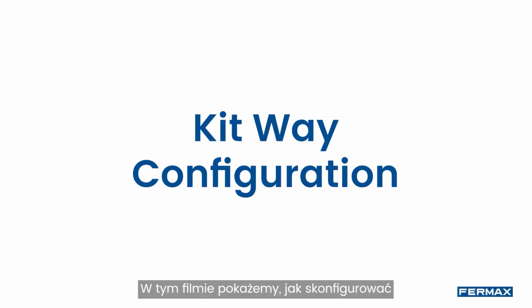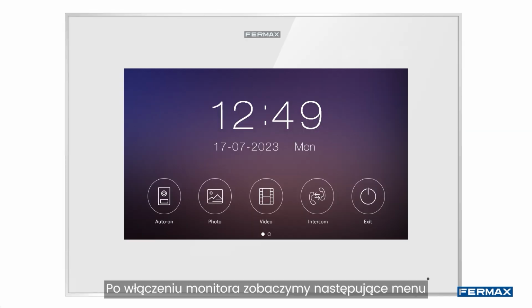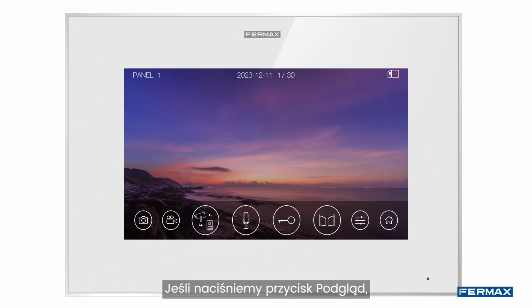In this video, we'll show you how to configure the monitor of the Kitway Video Door Station Kit. When turning on the monitor, we see the following menu with different settings. If we press the Auto button, we'll see the live view of the street provided by the camera.